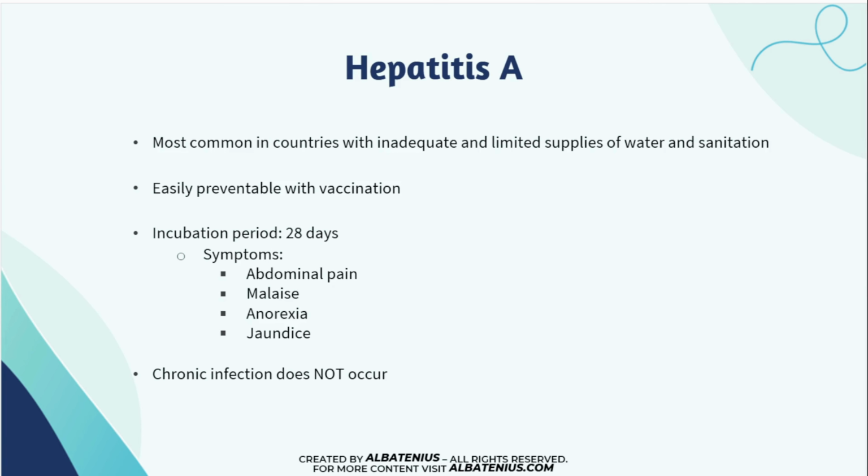However, some symptoms that they may experience can be abdominal pain, malaise, which is a feeling of discomfort, anorexia, and jaundice. Severe illness can last for up to 9 months. However, chronic infection does not occur. And since it is preventable with vaccination, be sure to look back at the immunizations chapter to look at vaccination scheduling and the approved age.